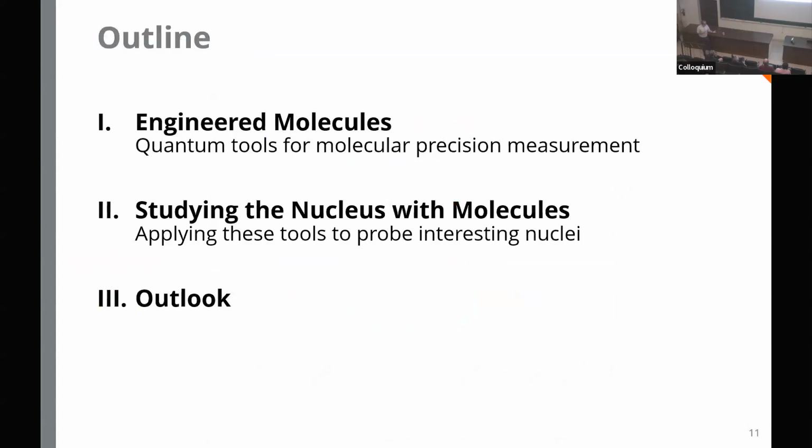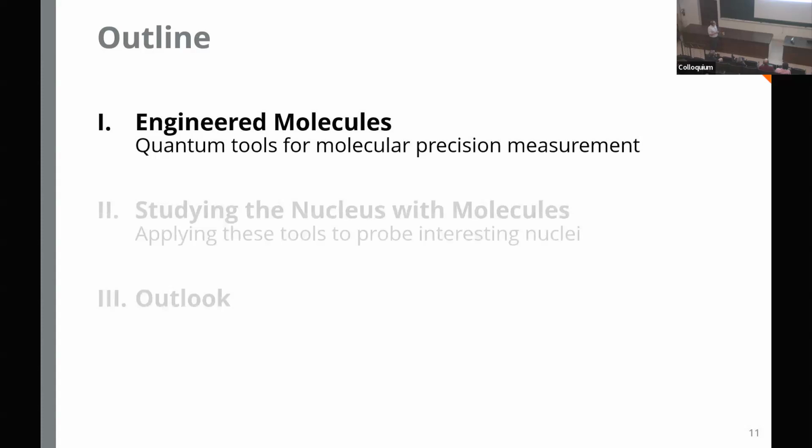And that brings me to what I'll be telling you about today. In our group, we engineer molecules to use quantum tools for molecular precision measurement. We use those tools to study interesting nuclei and molecules, and then I'll provide some outlook of where we're going. So I'll start here with engineering molecules.